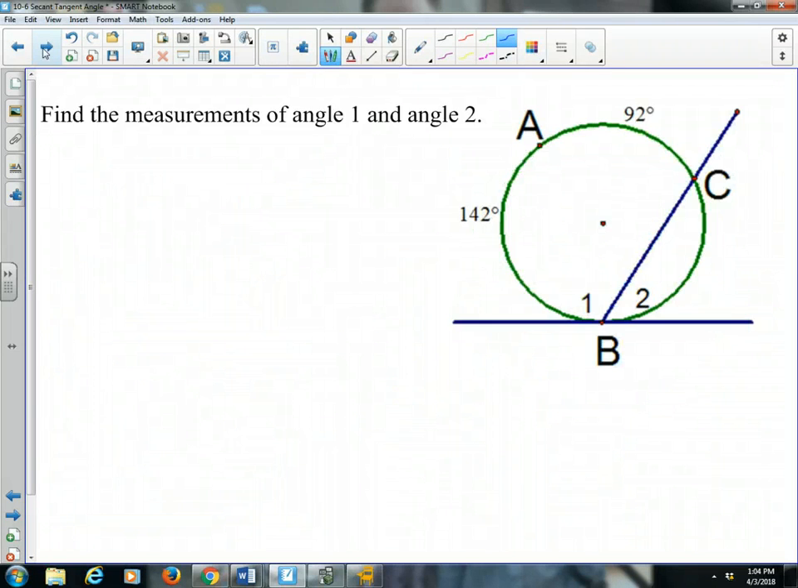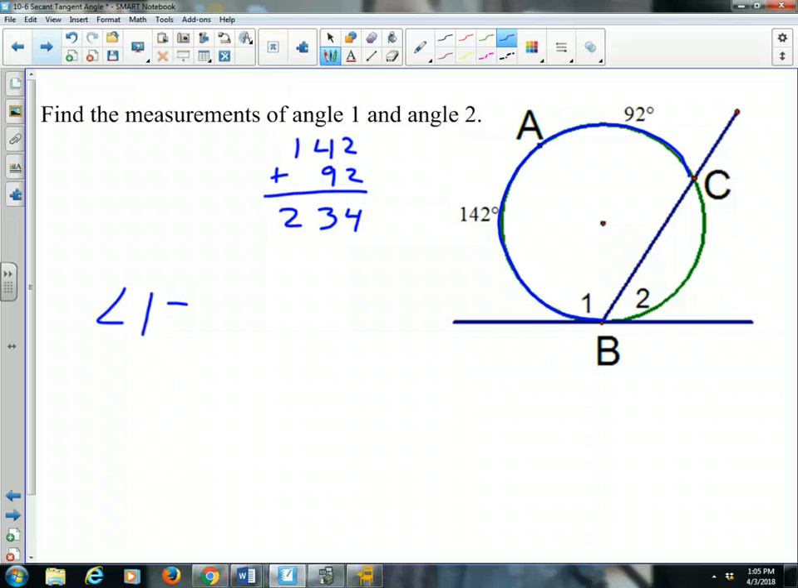Taking a look at our next one, find the measurements of angle 1 and angle 2 again. So angle 1, when we have a secant and a tangent intersect at the point of tangency, it's equal to its intercepted arc divided by 2. So what is the degrees of angle 1's intercepted arc? Well, if we take 142 and add 92, we would get 234 degrees. And so if 234 degrees is its intercepted arc, angle 1 equals 234 divided by 2.